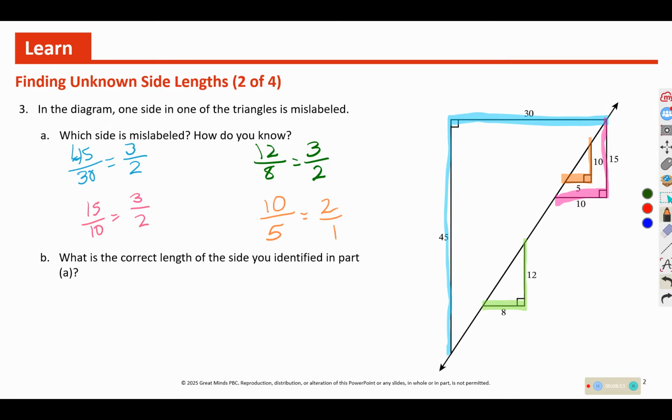So now let's determine which side we think is incorrect. If I take this piece here, that appears to be half of 10, but this does not appear to be 2/3 of 15. So we're going to say that 10 is the incorrect side length because the 5 looks correct. It looks to be about half of that 10.